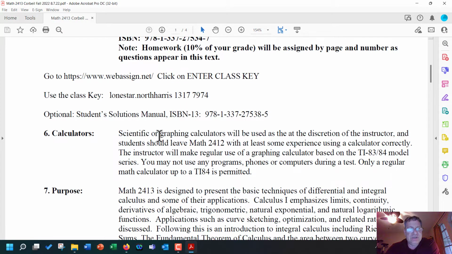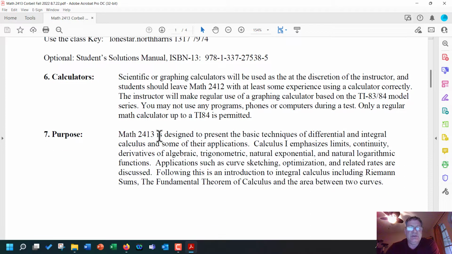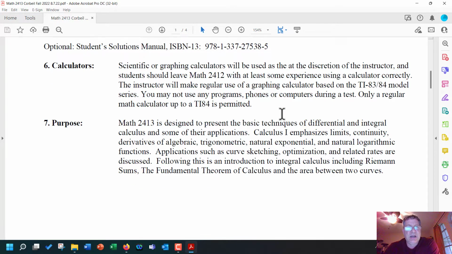So in the syllabus, the next part is calculators. Now you may use a calculator, TI-83 or 84 model graphing series. That may be helpful, especially when we're doing limits. But some other things, it's nice to have a picture of the graph and being able to do that. Your calculator is very helpful for that. You can use up to a TI-84. Anything beyond that, a computer algebra calculator, is not permitted.